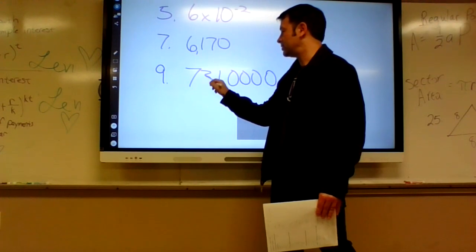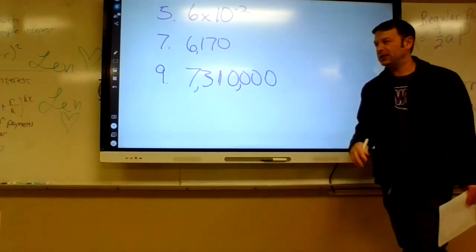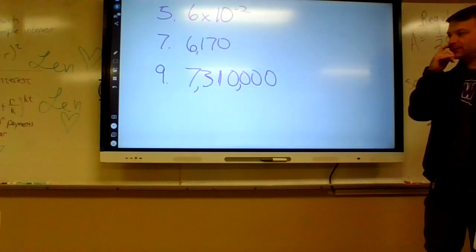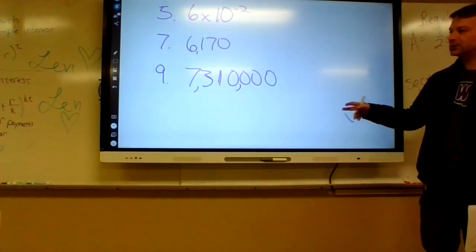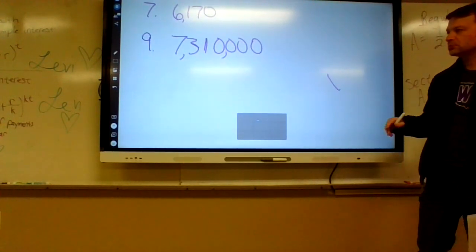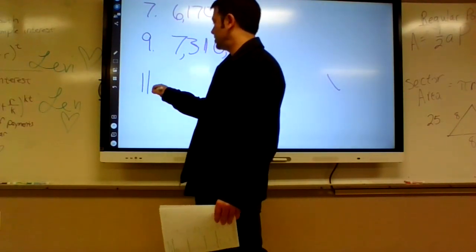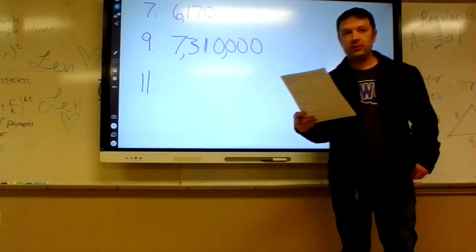I do want you guys writing the commas in there, so commas help you actually read the number. Because if you just have a bunch of zeros and stuff, you won't be able to tell what it is. 7 million. All right, number 11.